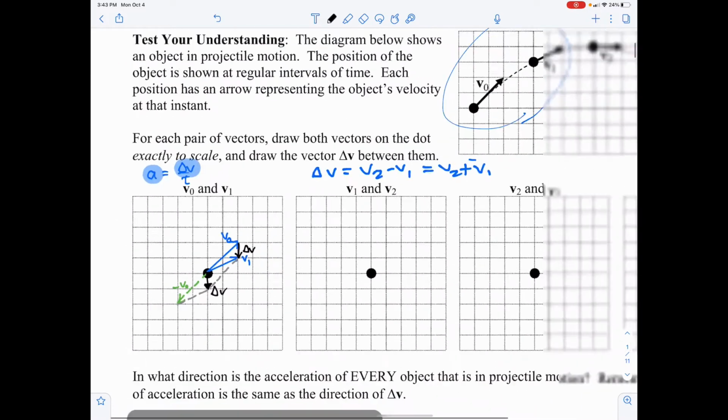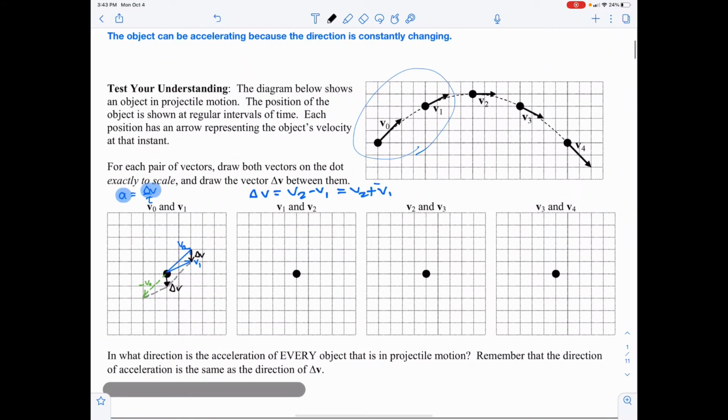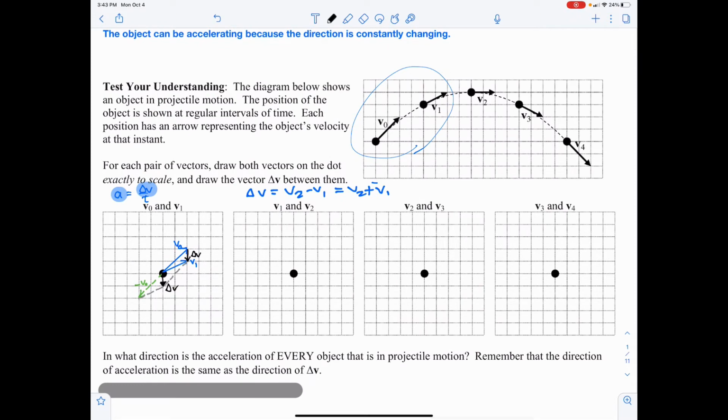Okay, so what I want you all to do is take a moment, pause the video, and go ahead and draw V1 and V2, V2 and V3, excuse me, V3 and V4. And then after you do so, draw delta V. Go ahead and give this a try. Pause your video and we'll resume in a few moments.